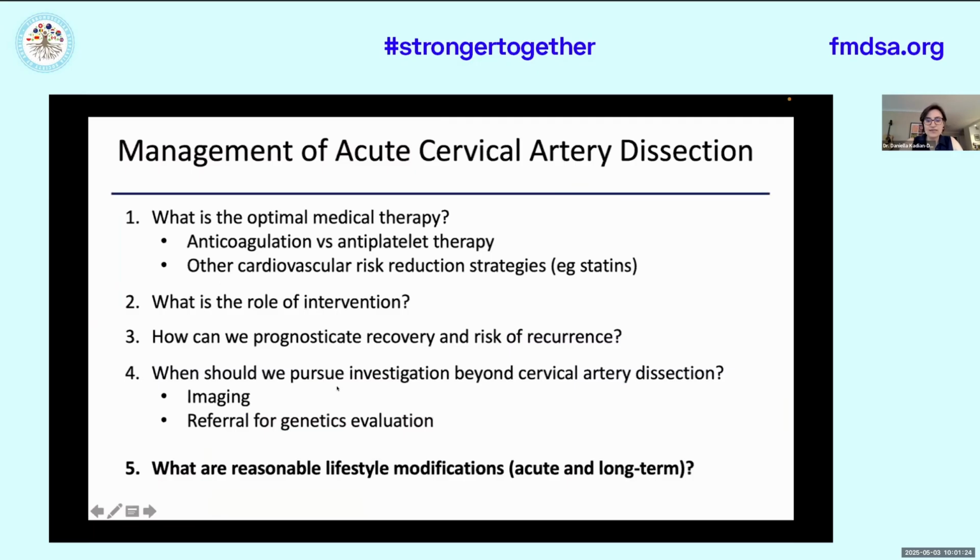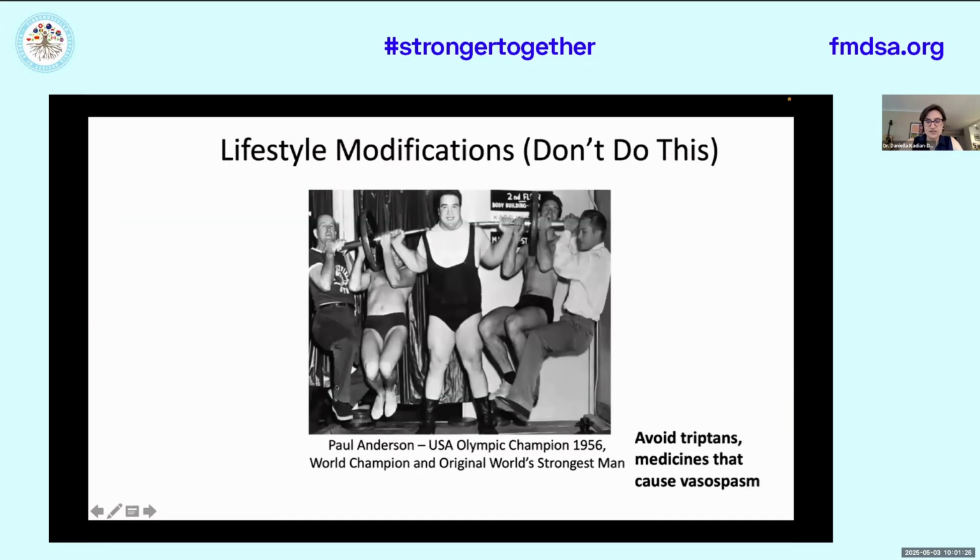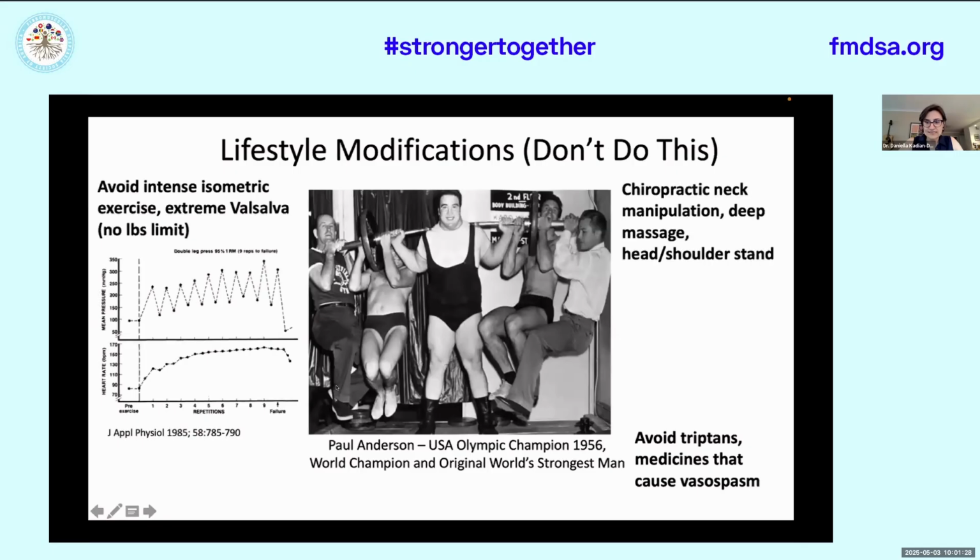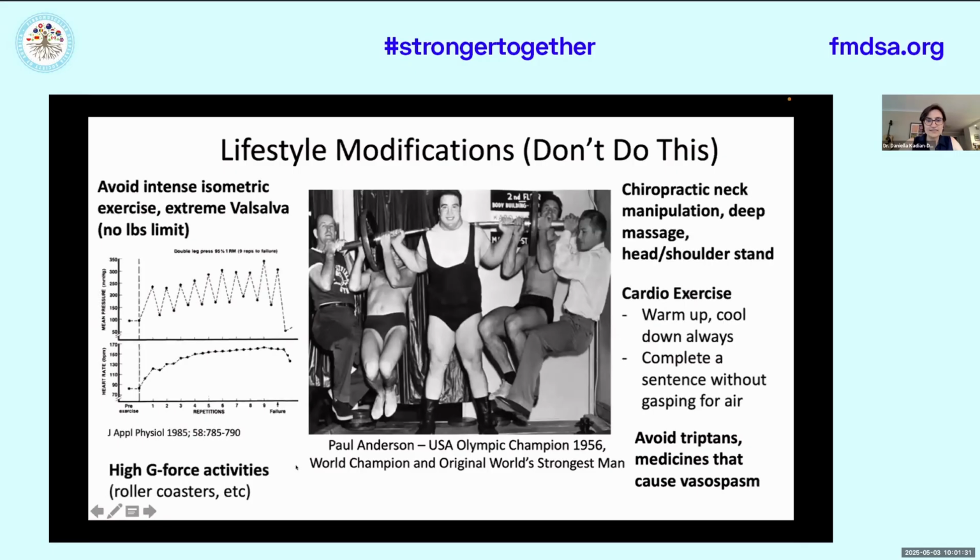All right, wrapping it up with lifestyle modifications. So the basic story is don't do what this guy's doing, right? We don't want to give extra stress on the arteries if we can avoid it. So what I tell my patient is no chiropractic neck manipulation or cracking your neck for you, no deep massage of the neck area. I would also tell people to avoid headstands or shoulder stands if they're into yoga, for example. Downward dog is fine.